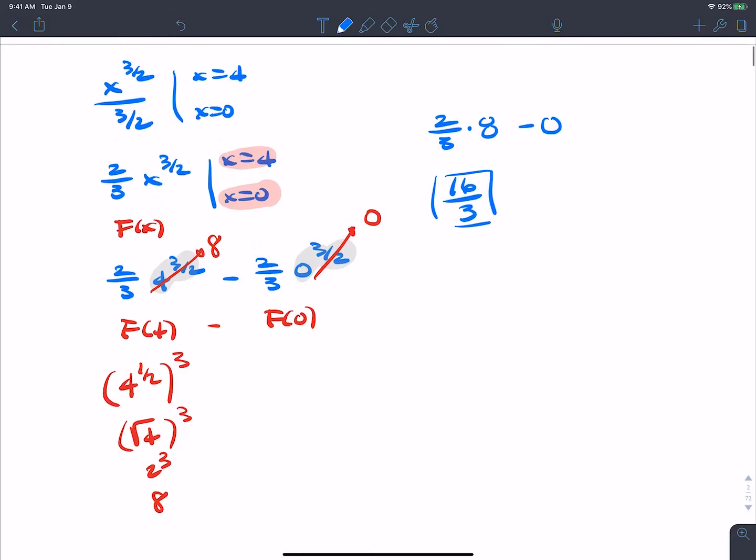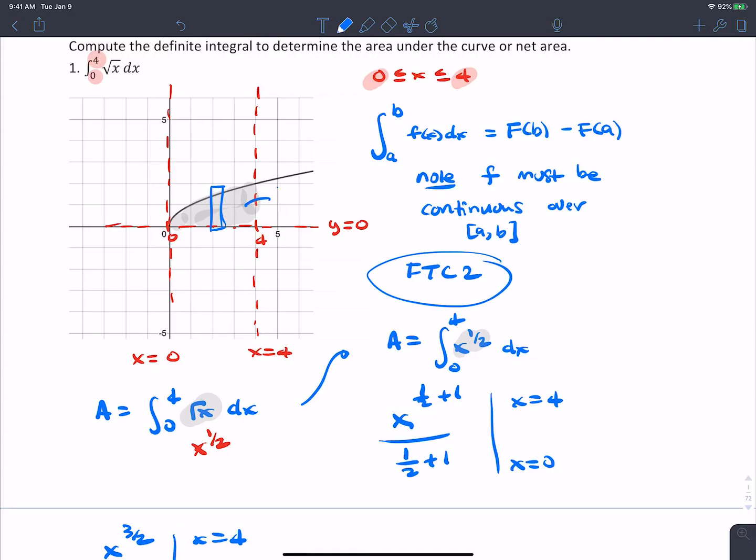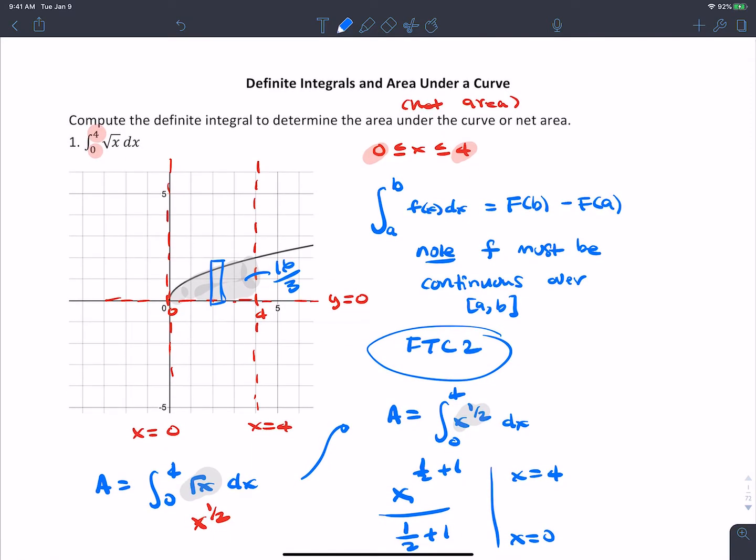So ladies and gentlemen, up here, we found the area under this curve here. That's 16/3. And again, notice that this area is positive here, because the curve is strictly above the x-axis, meaning every y value is actually positive. It's greater than or equal to 0, if you include that axis anyway. So this is how we use that fundamental theorem of calculus part 2 to find the area under the curve, or what we'll see also as net area.